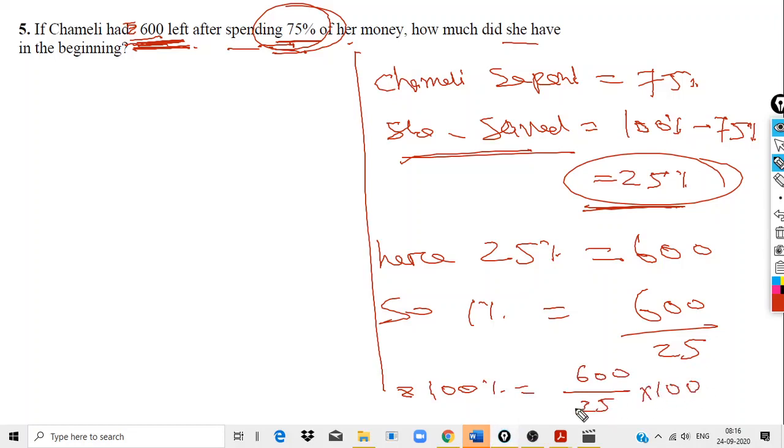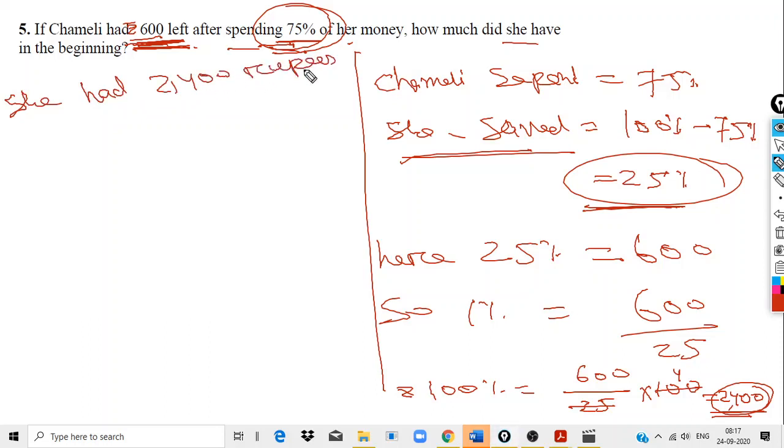Now you cancel 25. Here you have 4, 25 for the 100. Then 6 for the 24. Then you have 2 zeros. Therefore she had 2400 rupees. You can write how much she had in the beginning. So you can write she had 2400 rupees in the beginning. Okay, so this is your answer.